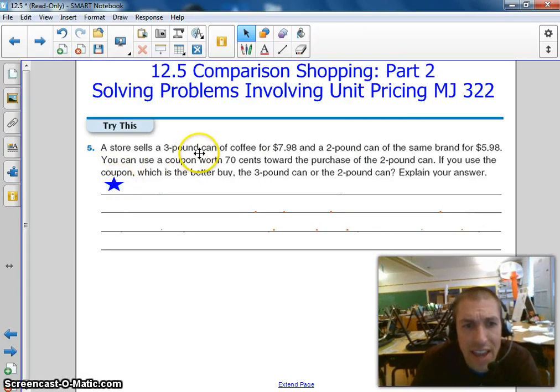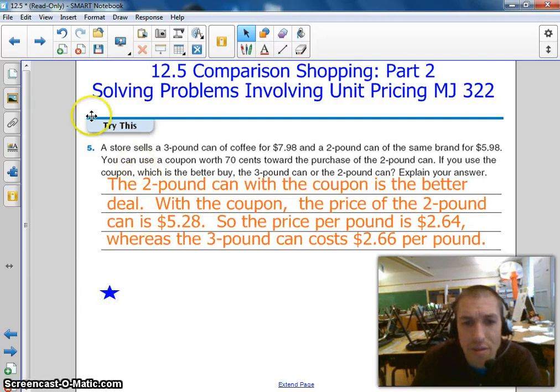A 3-pound can of coffee for $1.78 and a 2-pound can of the same brand for $5.98. You can use a coupon towards the purchase of this one. So if you use the coupon, what's a better buy? The 3-pound or the 2-pound? So here's what I want you to do. The 70 cents, you could take that, take the 70 cents off, and then figure out the unit price. Pause it if you want to try this one. There's the answer.